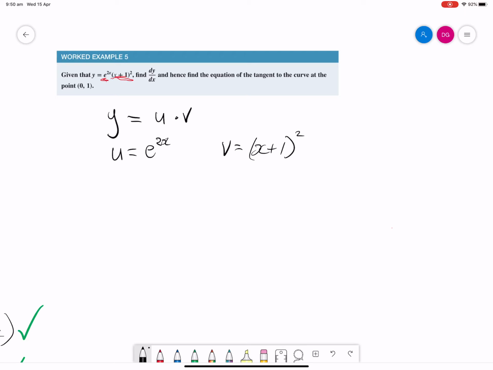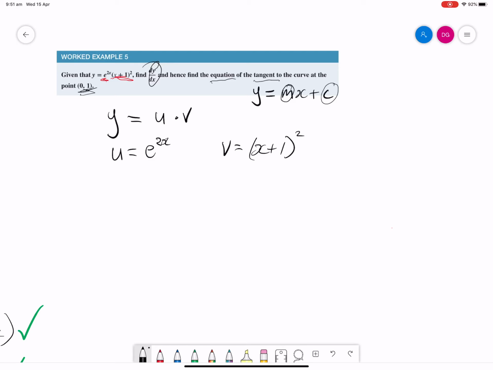Now let's read this question because we need to find more than just dy/dx. We need to find the equation of the tangent at the point (0, 1). To find the equation of the tangent, that's a straight line, so the straight line equation is y equals mx plus c. What we need to do is find the gradient, which is m, at that point, and then we can look at finding c a little bit later on. The first thing we need to do is determine the gradient, and we can do that using the derivative. So we need to find the derivative first so that we can find the gradient of the tangent, and then we can go about finding c.